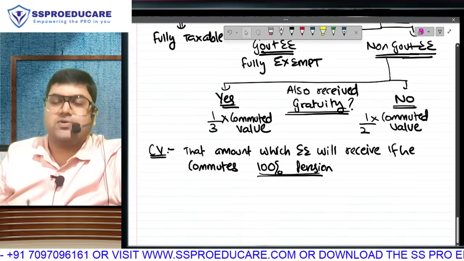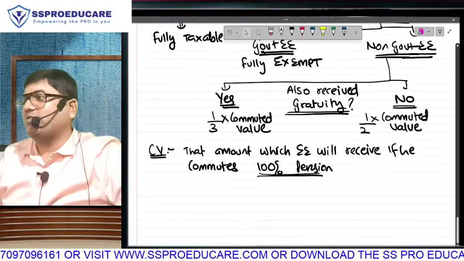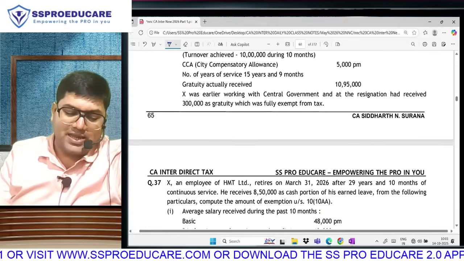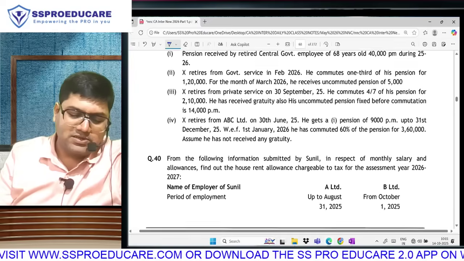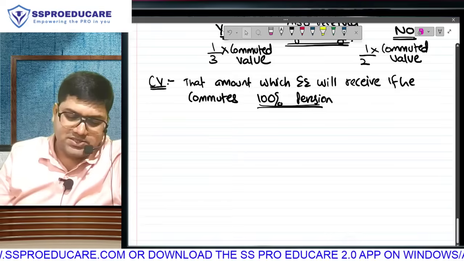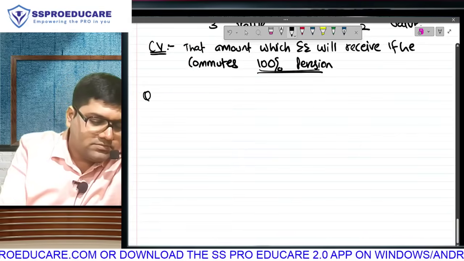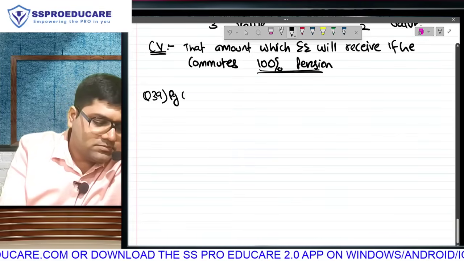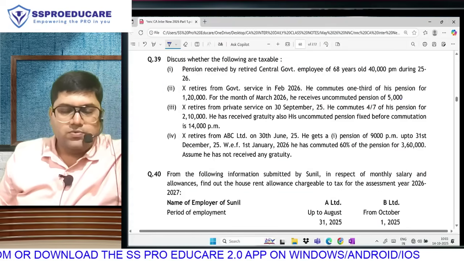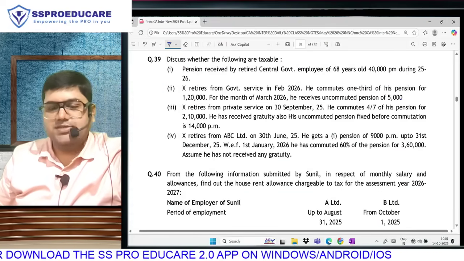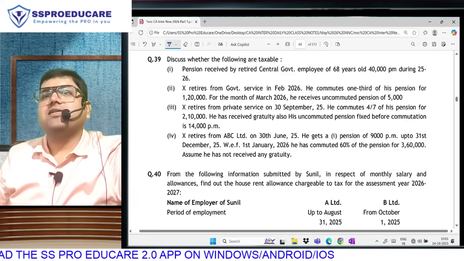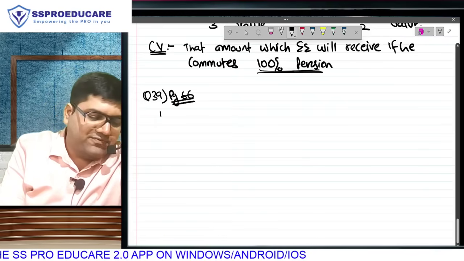Pension in a way is good also because you don't have to learn long complicated calculations like you did in gratuity. But yes, ladies and gentlemen, that was our second concept, second big exemption, that is the pension exemption. We will go and solve the pension question. Question number 39, page number 66. It has 4 subparts. We will solve them one at a time.